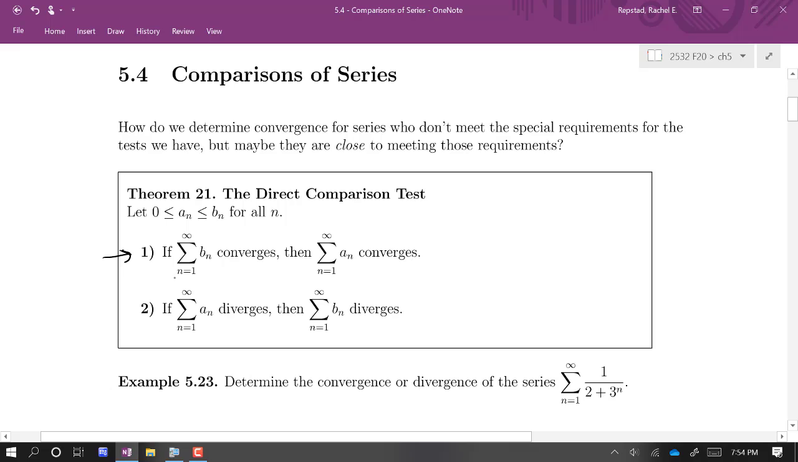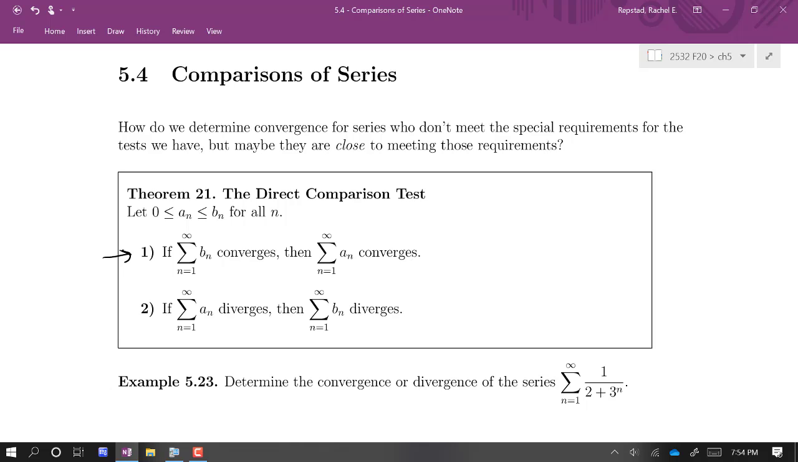suppose I know that this series of the BNs converges, and I know that this other series with the ANs, they're all less than the BN terms. Both series have all positive terms. And I know that the AN terms are all less than the terms of this other series that converges. So that BN series that converges kind of is pushing down this other series. And if that BN converges, there's no way the AN series could blow up, right? It also has to converge.